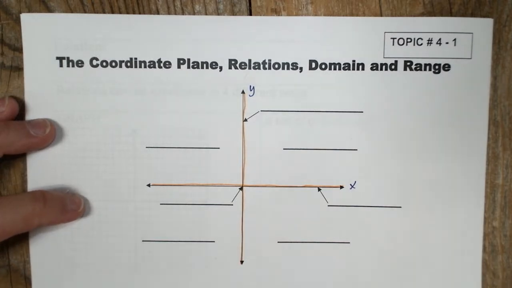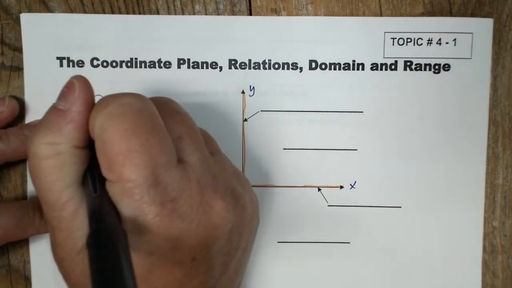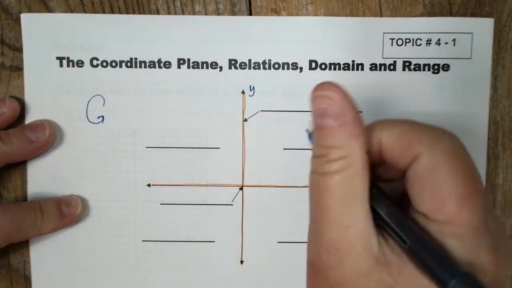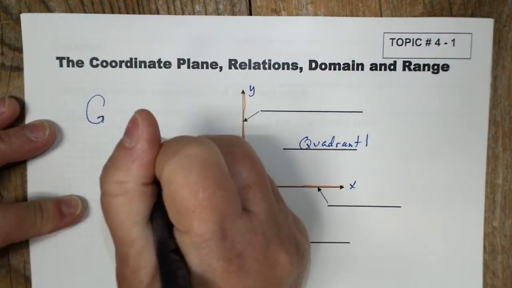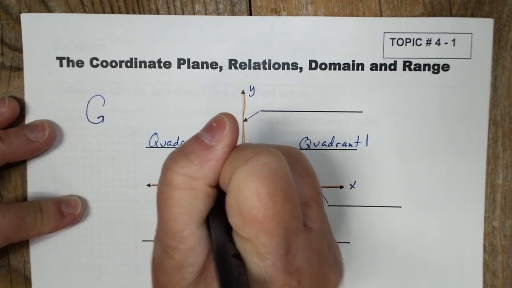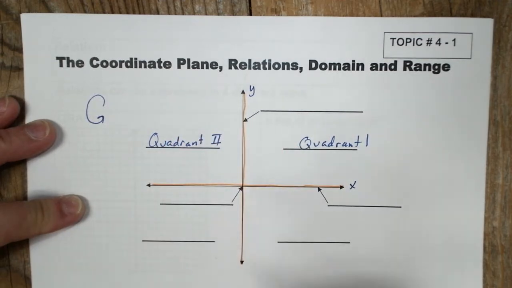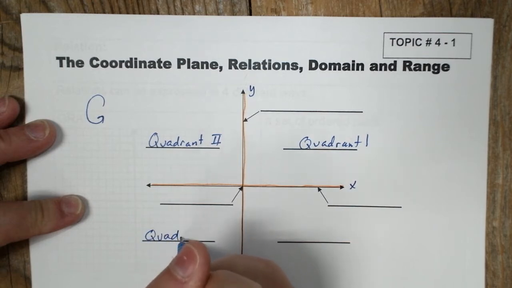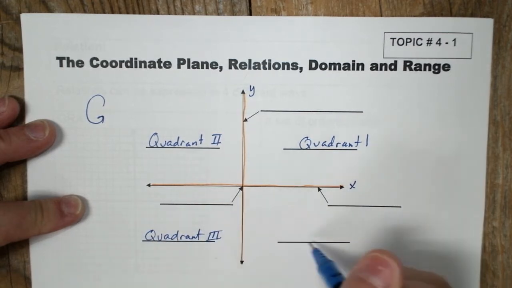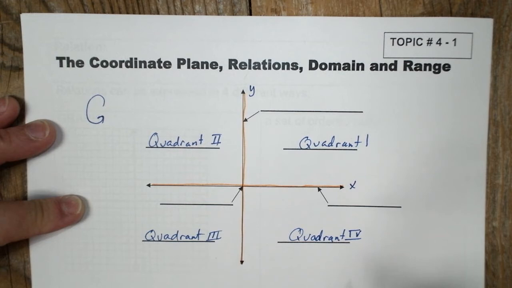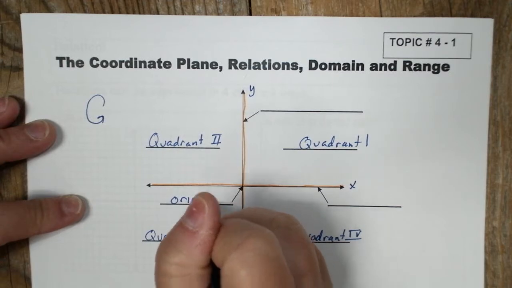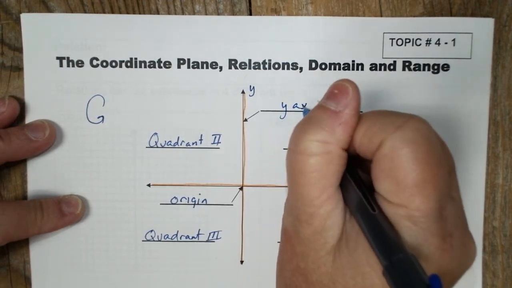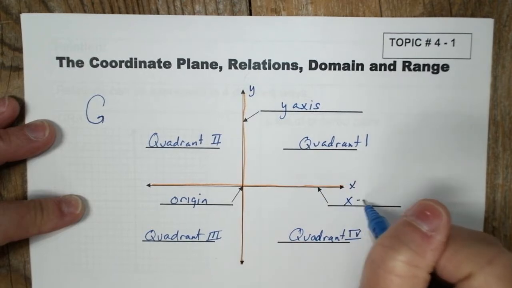First we're going to label quadrants. Quadrants are labeled in a counterclockwise position, with this being quadrant 1, this being quadrant 2. They do use Roman numerals. This being quadrant 3, and this being quadrant 4. They also would like you to know that this is the origin, this is the y-axis, and this is the x-axis.